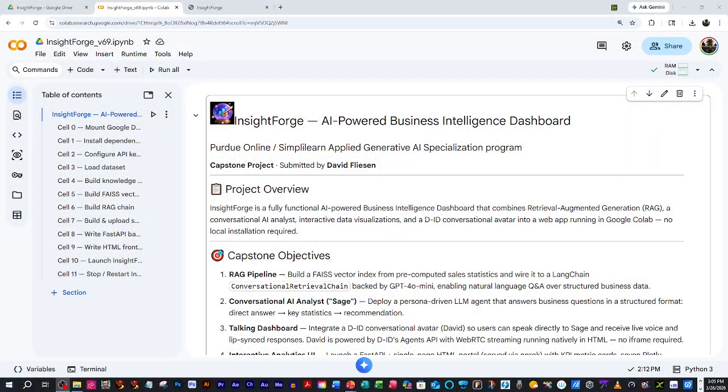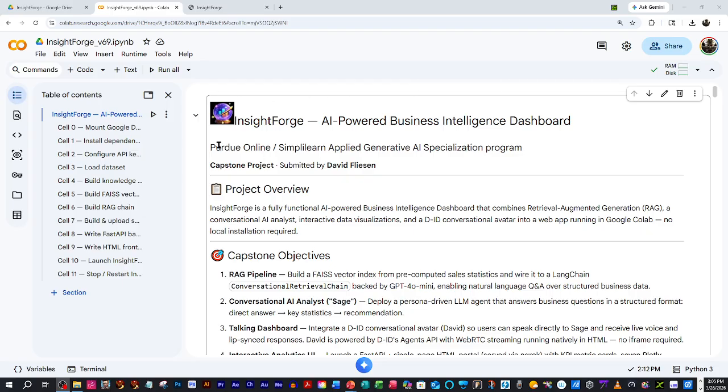The whole system runs inside a single Google Colab notebook. No server to manage, no local installation required. And also, every design decision is grounded in published academic research. I'll mention that a little bit as we're going through it as well. So, without any further ado, let me show you what it looks like.